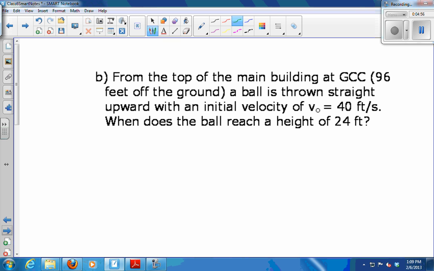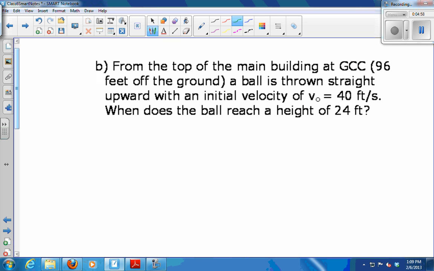Okay, so let's say we're at the top of the main building at GCC, and this time, instead of dropping a ball from the top, we are going to throw it straight up in the air with an initial velocity of 40 feet per second. And we want to find out when the ball reaches a height of 24 feet. So I'm going to write down my general equation.